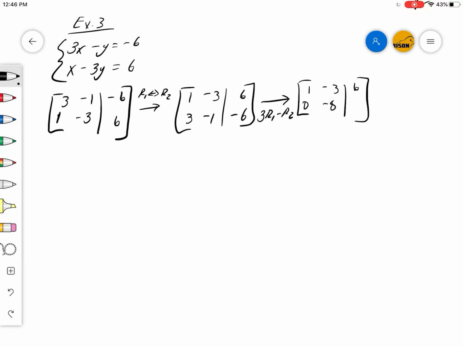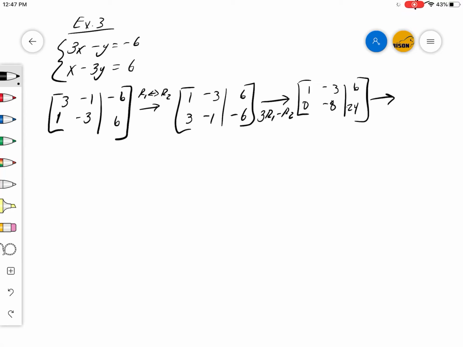I'm going to calculate that just to make sure I didn't screw it up. Negative 3 times 3 minus negative 1. I screwed up on the last one, now I'm gun shy. All right, so negative 8. And then our last one, I got 6 times 3 minus negative 6, which would be 24.